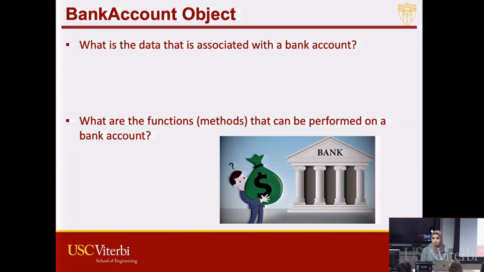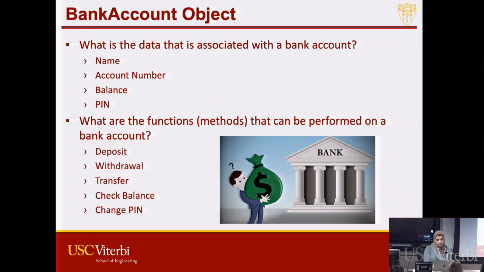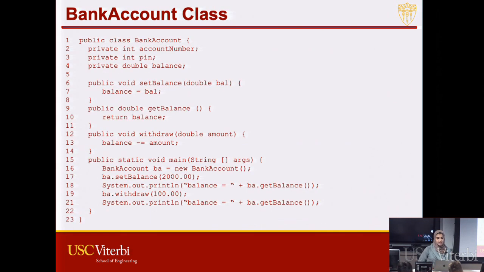Deposit, withdraw, check balance. So these are the attributes or the variables of an object, and these are the methods. So we have an example here.